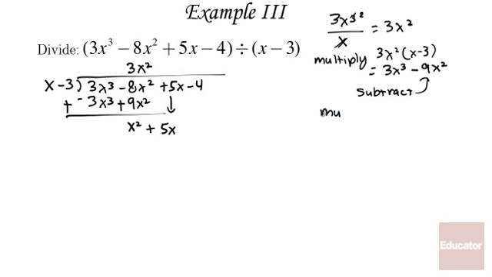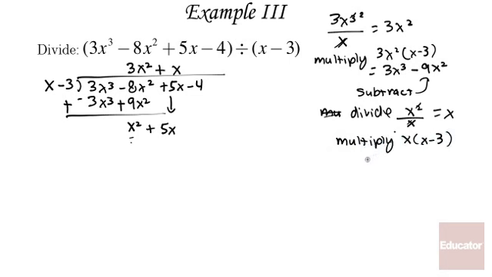I'm going to again divide. So I need to divide x squared right here by x. One x cancels. That leaves me with x. So I just have an x up here. Multiply. X times x minus 3. That's going to give me x squared minus 3x. And then I'm going to subtract.